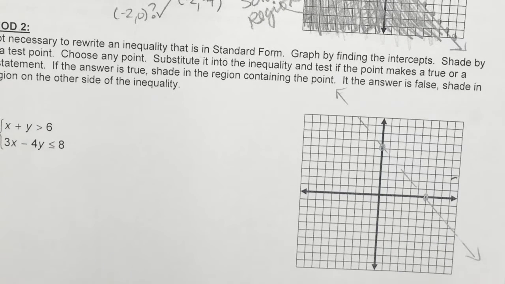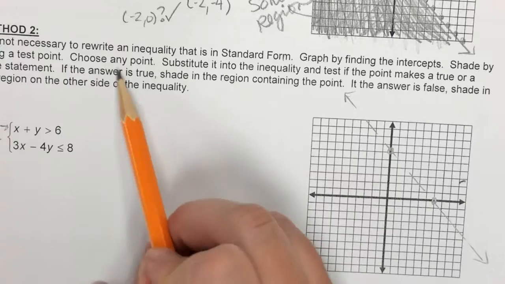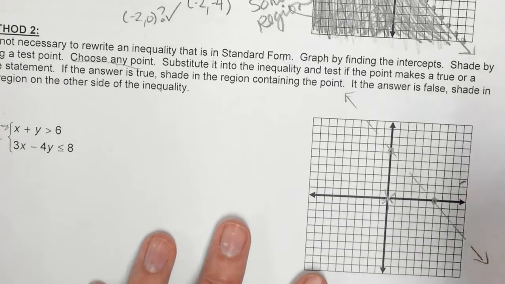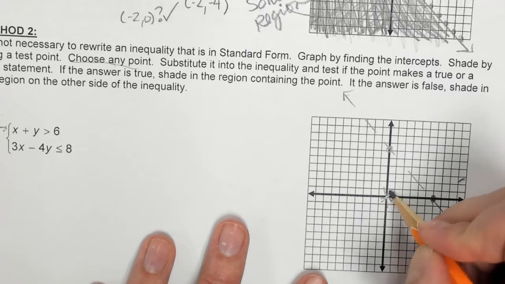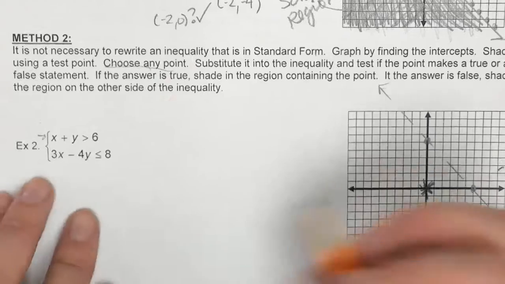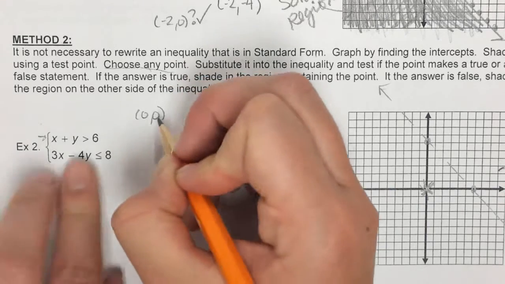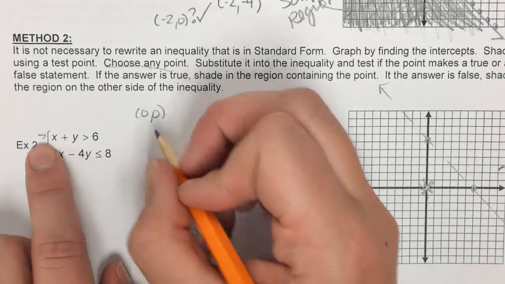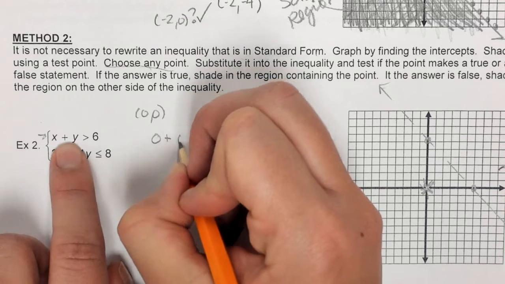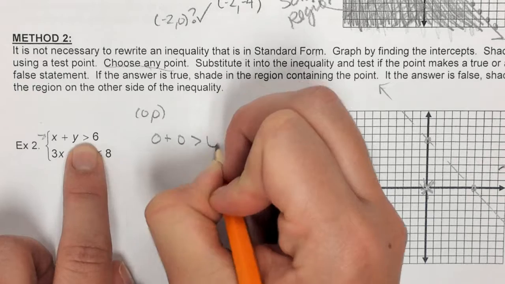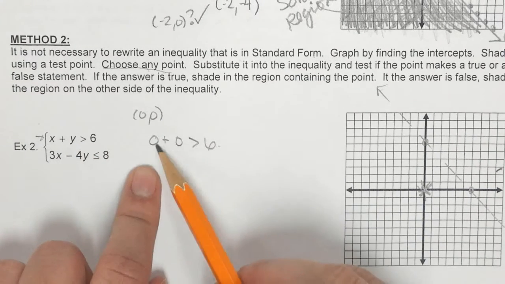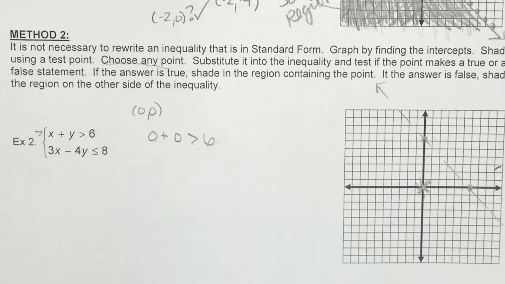Instead, what you do is you pick a test point. So you choose any point as a test point. I like to use 0, 0, this guy right here, because doing math with 0, 0 is easy, right? So you could plug in 0, 0 into that inequality. So for instance, I would say 0 plus 0 is greater than 6. And you ask yourself, is that a true statement? Is 0 plus 0 greater than 6?